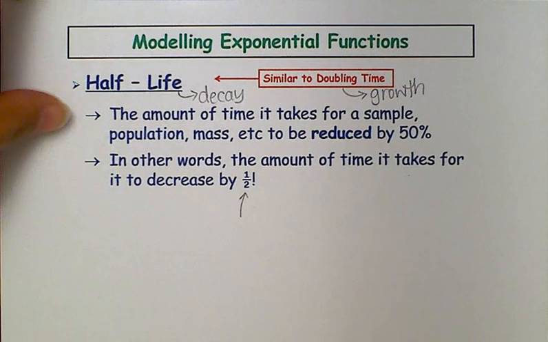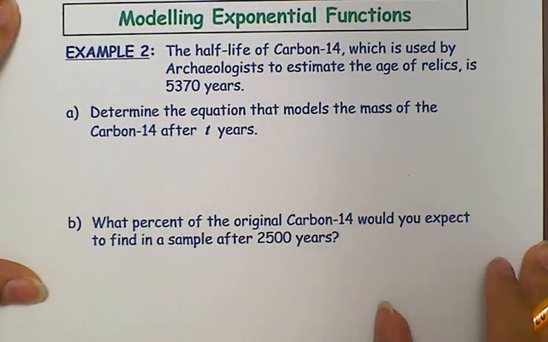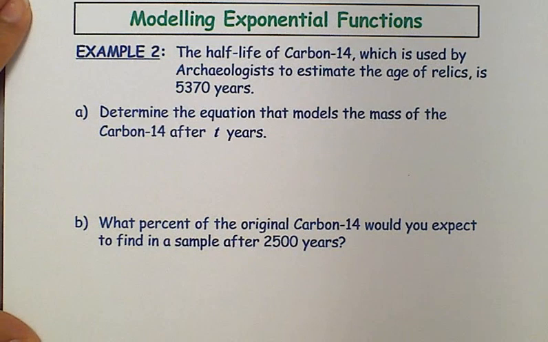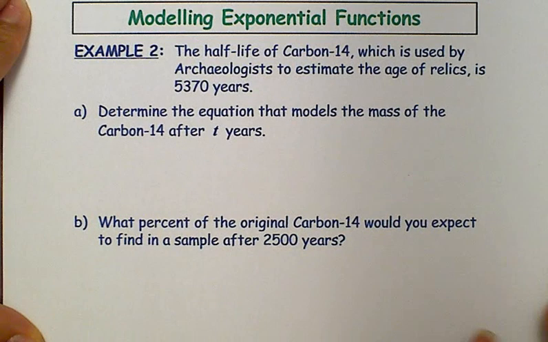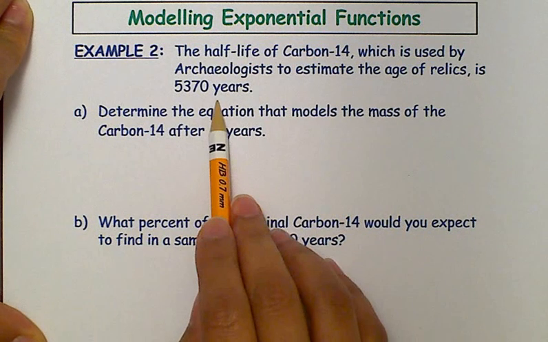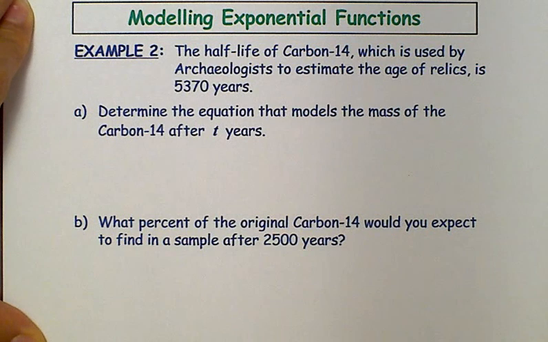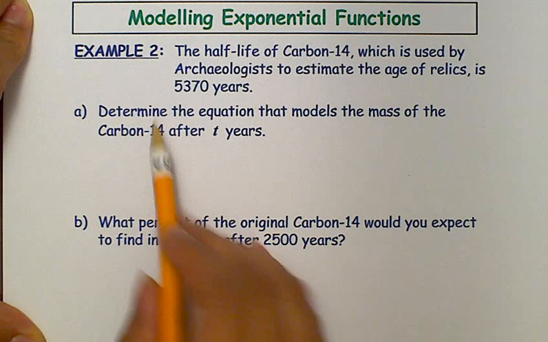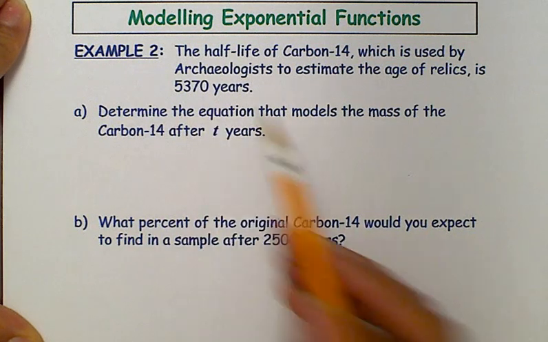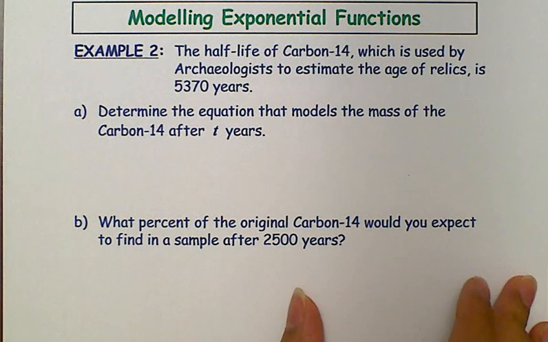So here's an example of exponential decay looking at a half-life problem. The half-life of carbon-14, which is used by archaeologists to estimate the age of relics, is 5,370 years. That half-life means that's how long it takes for you to have half the amount that you had previously. So it takes over 5,000 years for the amount of carbon-14 to decrease to half the amount that it was 5,370 years before.